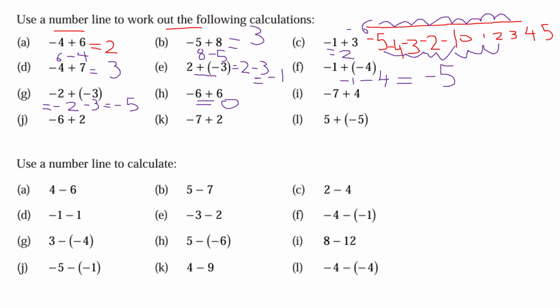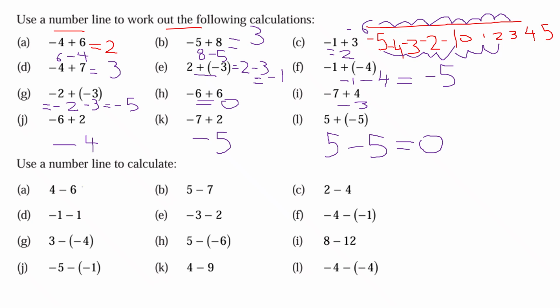Next up, minus 7 plus 4 is minus 3. Minus 6 plus 2 is minus 4. It's getting closer to 0. Minus 7 plus 2 is minus 5. And then 5 plus minus 5 is the same as doing 5 minus 5. So 5 take away 5, 5 subtract 5, and we get to 0.